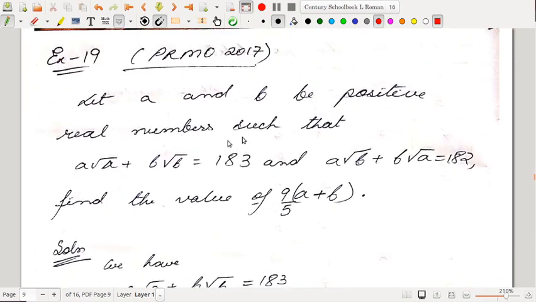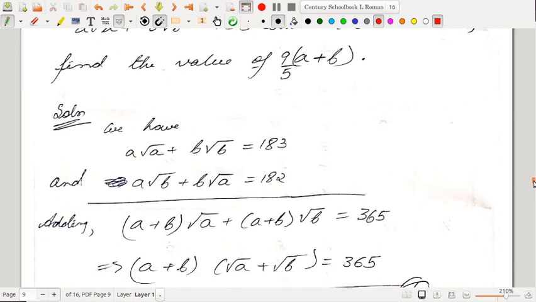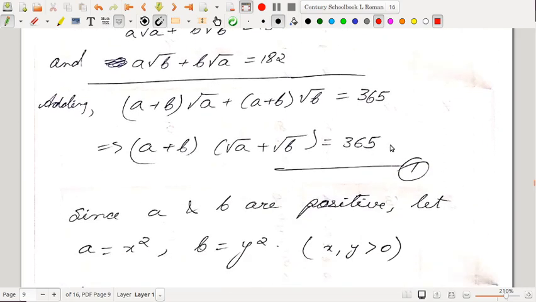Let a and b be positive real numbers such that a root a plus b root b is 183 and a root b plus b root a is 182. Then find the value of 9 by 5 into a plus b. It's very simple. It will just require things you have done in school, just substitutions. Add them up, you will get a plus b into root a plus root b equal to 365. Name it as equation 1.